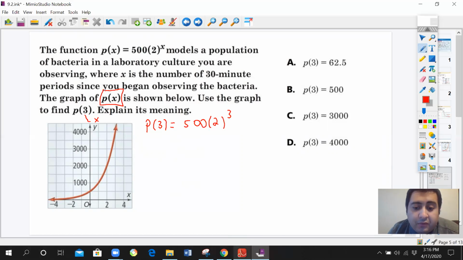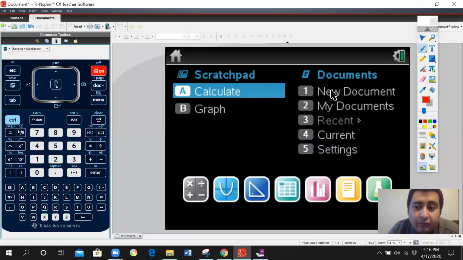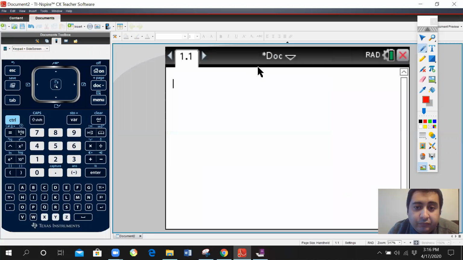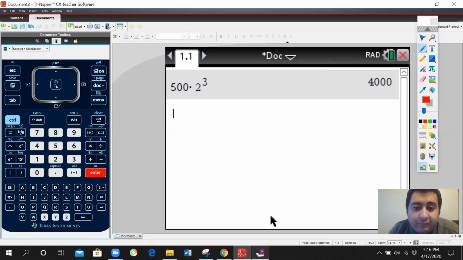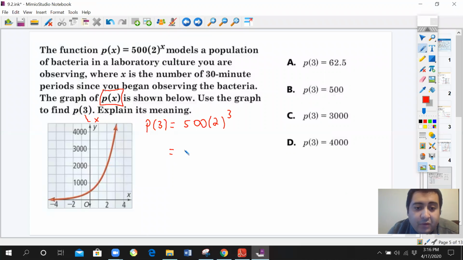So going through your calculator, if we have 500 times 2 to the power of 3, we get a result of 4,000. So in this case, we get 4,000, which is letter D. All right. So that's basically the bacteria that we're observing.